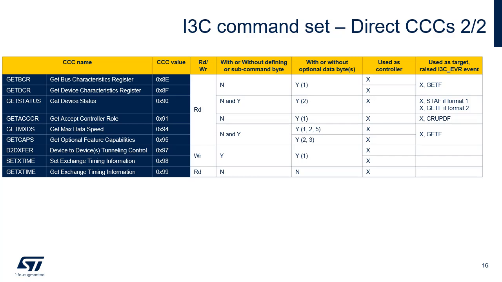The D2DX CCC initiates and controls the device-to-devices tunneling procedure. The SetXTime CCC provides the framework for controllers and targets to exchange event timing information for purposes such as synchronizing controls, collecting or reconstructing timestamps, and specifying the timing data procedure. The GetXTime CCC provides the framework for the controller to query the exchange timing capabilities supported by the I3C targets.